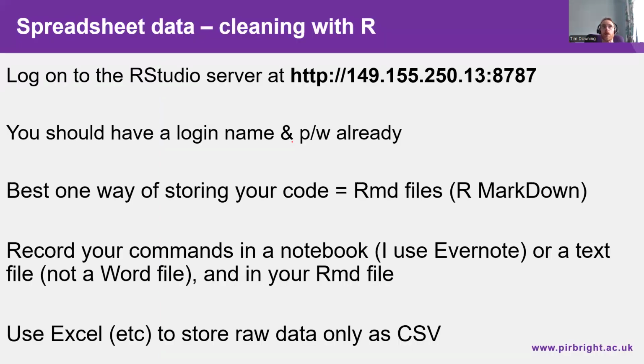So what we're going to do is log on to our RStudio server at this website. You should have a login name and password already. We're going to use these RMD files, which are our markdown files, which are like text files that allow us to write code. You can record your commands inside your RMD file. You can also record other things in an ELN, but don't use a Word document or something like that. And you can use Excel, but just to store raw data as CSV if you're using structured data. Don't store it in any kind of Excel format, because that will make it very hard to look at properly.